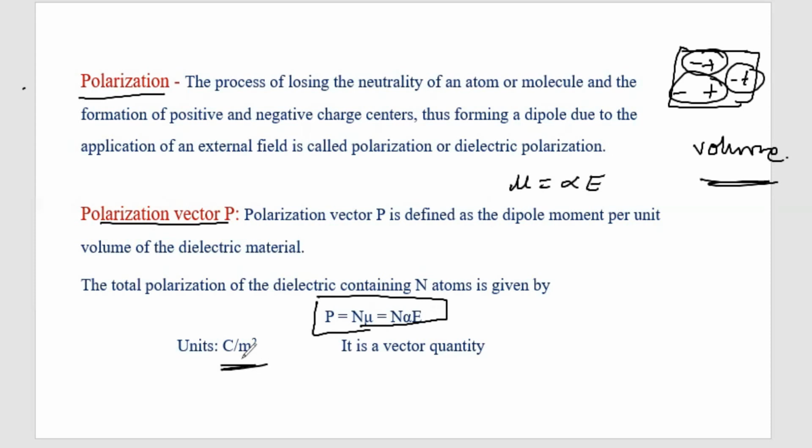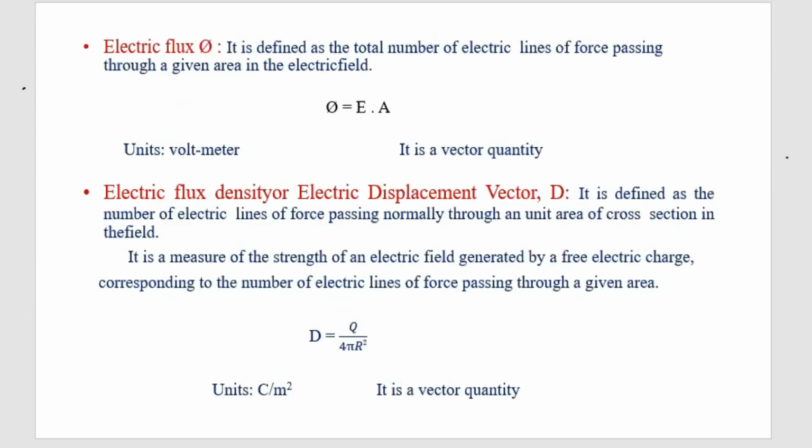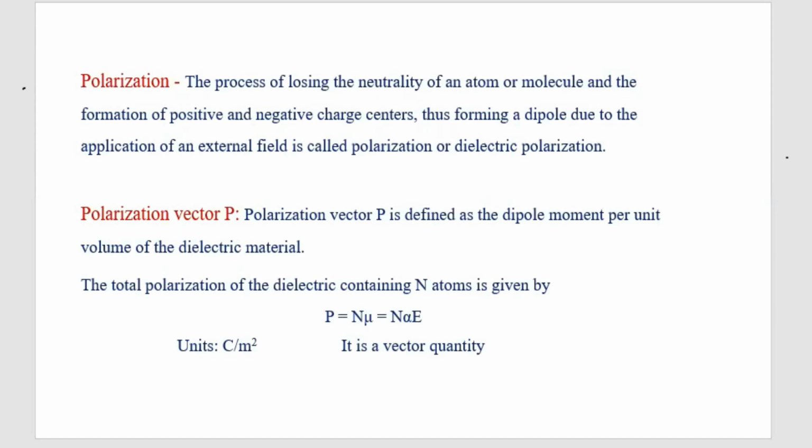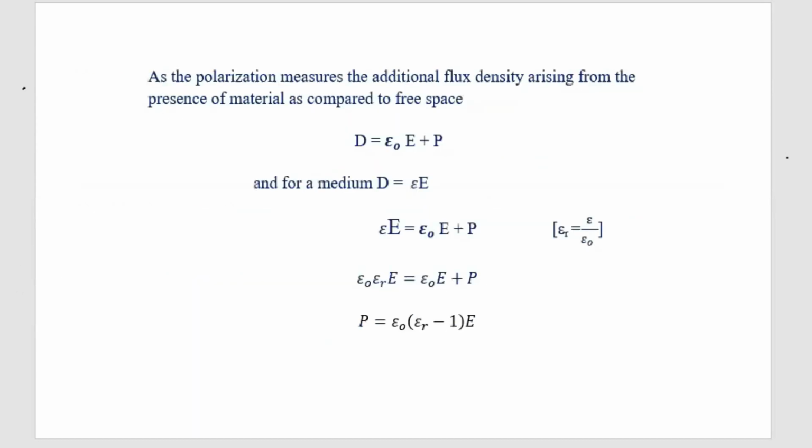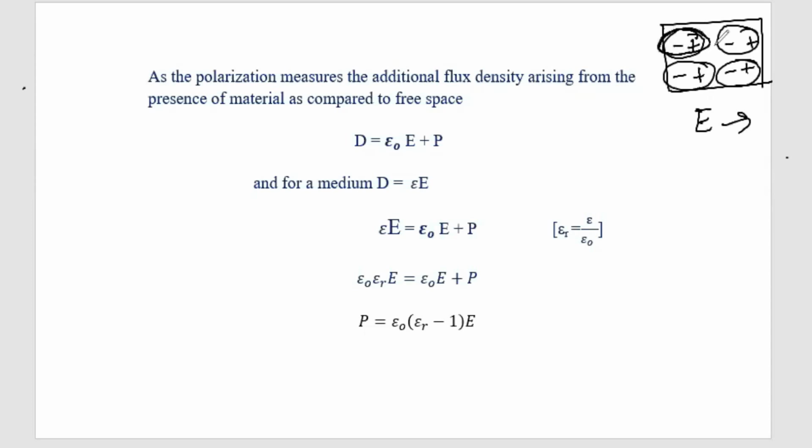Can you guess what the other parameter having the same units? Here we can see this electric flux density is also having the same units, coulomb per meter square. Even the polarization vector is also having the same units. Now let's see a small relation between this electric flux density and the polarization vector. Okay, now let us consider a small specimen and it is placed under an electric field and hence the dipoles are formed. This is the polarization.